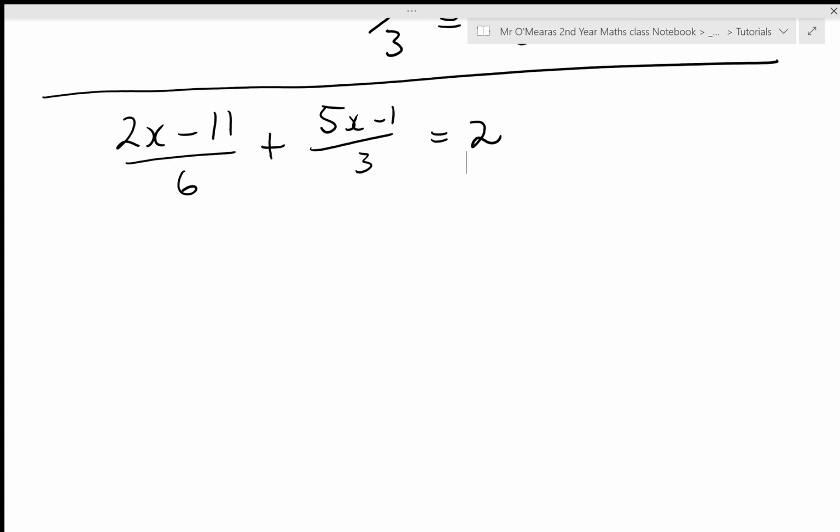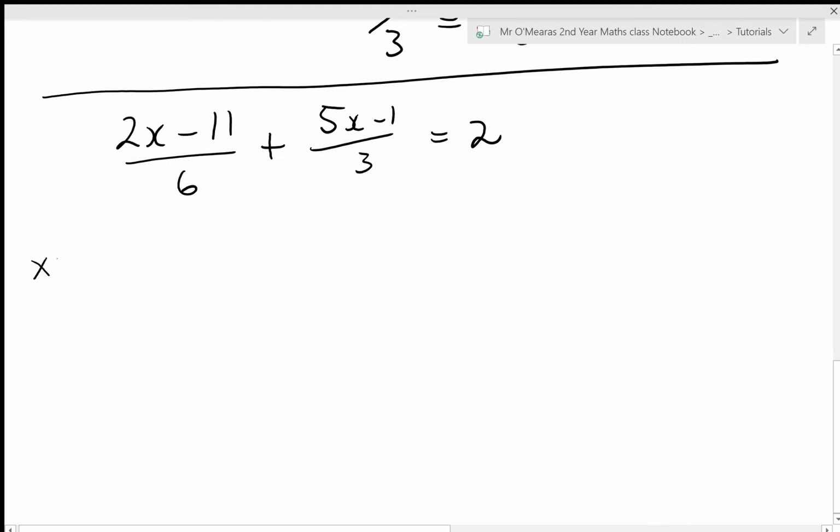Remember, we're trying to break the fractions. Fractions are in and of themselves a symbol of division. When we see a line and a 6 underneath it, that means 2x minus 11 is being divided by 6, and 5x minus 1 is being divided by 3. We want to break that connection. To do that, we do the inverse operation, which is multiply. We multiply by one number that breaks the connection for both 6 and 3, the lowest common denominator, which is 6.